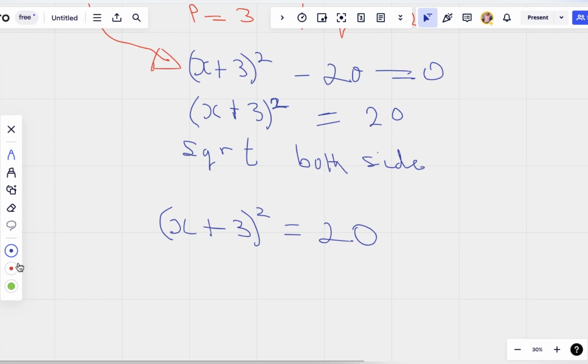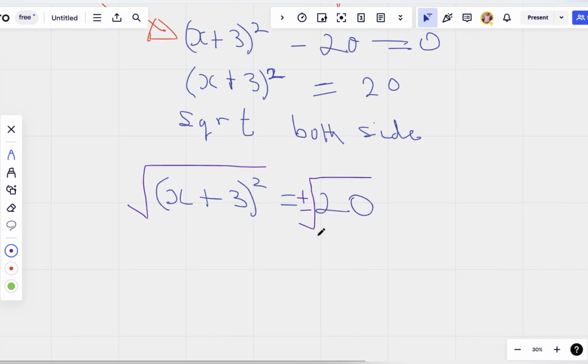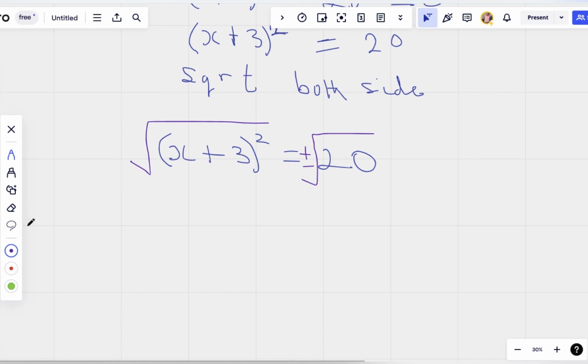Here I'm going to take a different color to show the square root of both sides. So I put my square root here, I put my square root here, and for this constant number, when you put the square root you have to put plus minus with it. Every time you have a square root, it cancels the square. If this one was cube, you take the cube root of both sides. If this power was 3, you take the cube root of both sides. The cube root will cancel the cube.